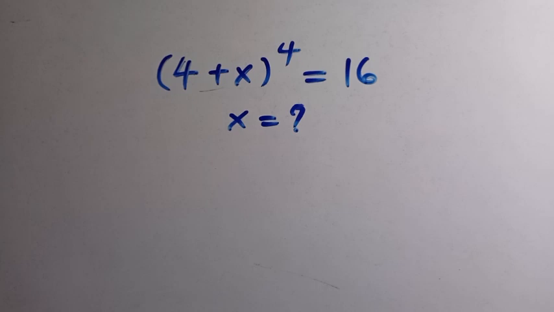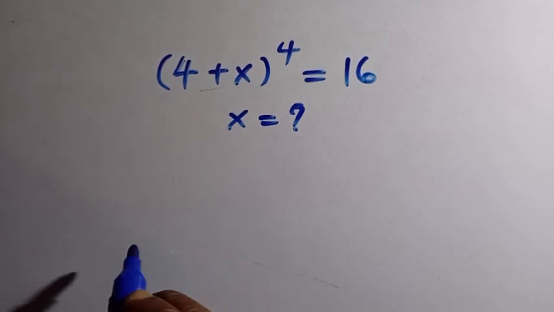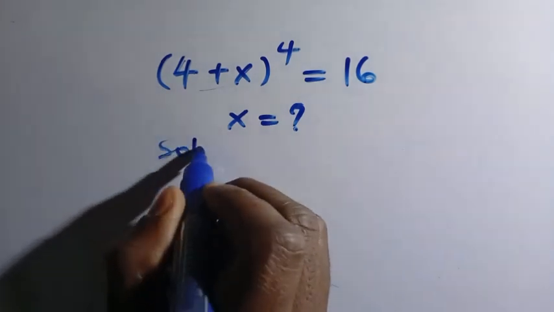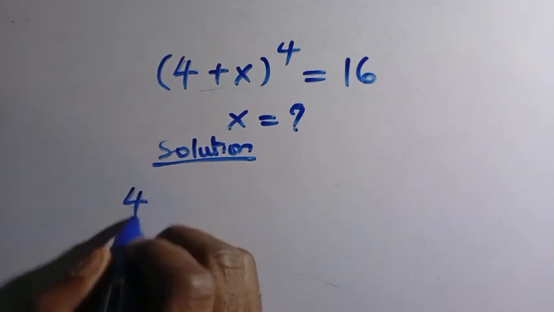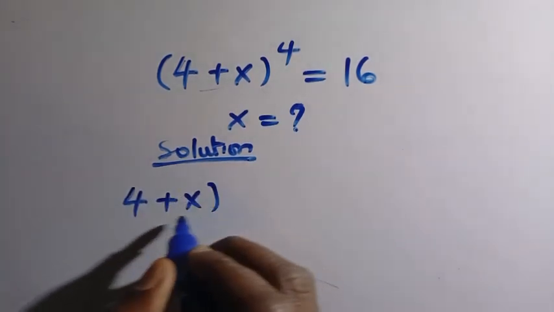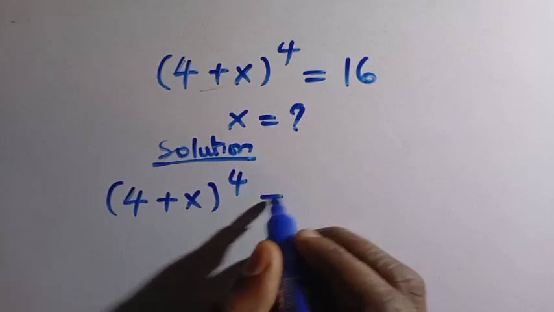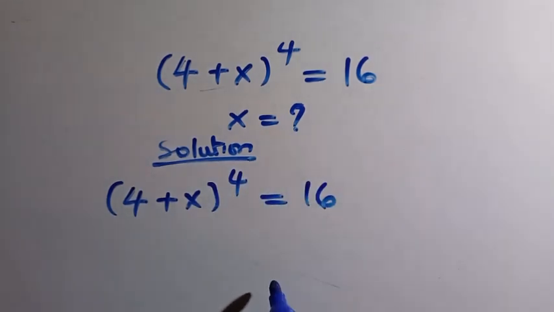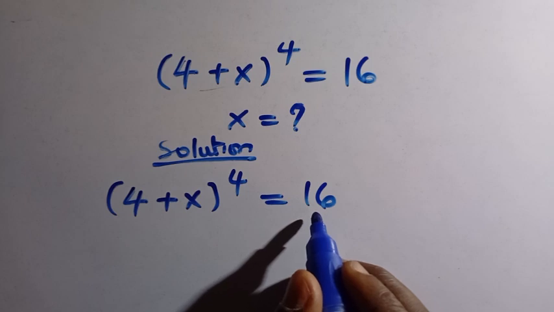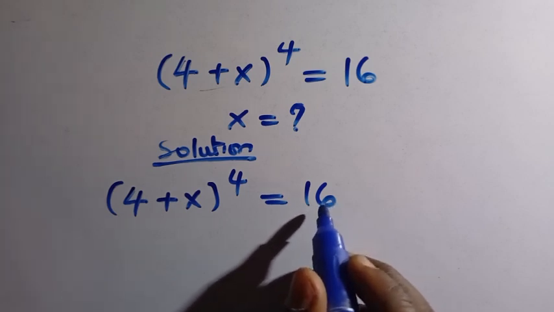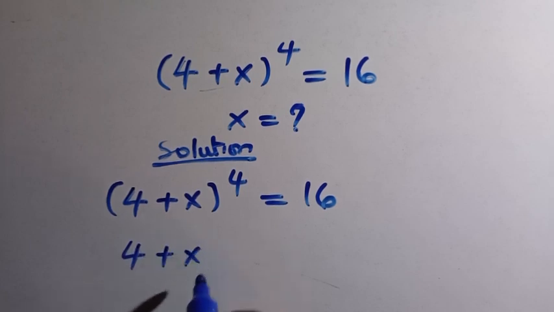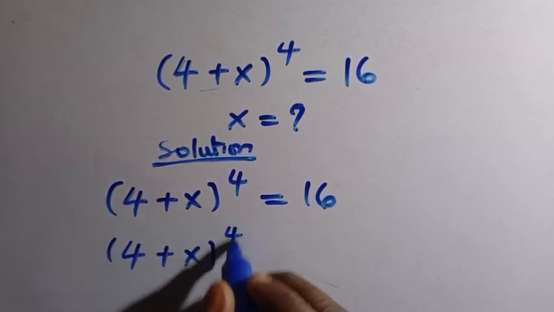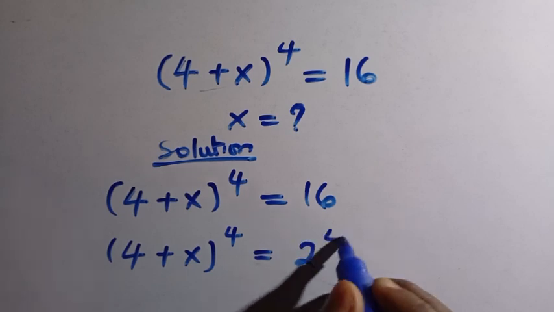Let's see how we can solve these algebraic equations where we have (4 + x)^4 = 16. And I will consider the solution from here. So from the given question, we have (4 + x) raised to the power of 4 equals 16, where our 16 here is 2 to the power of 4, and here is (4 + x) raised to the power of 4 equals 2 to the power of 4.